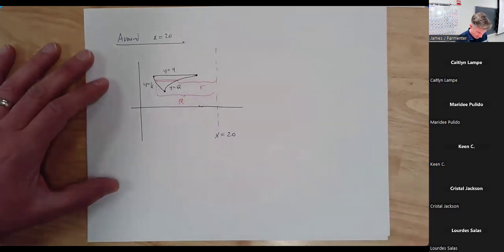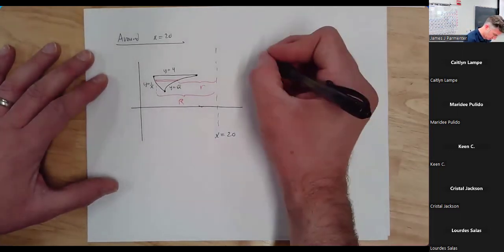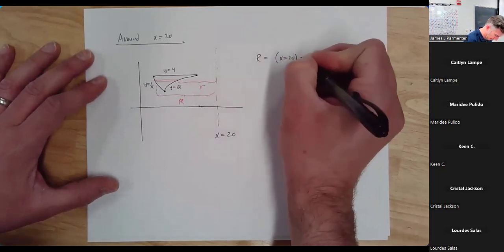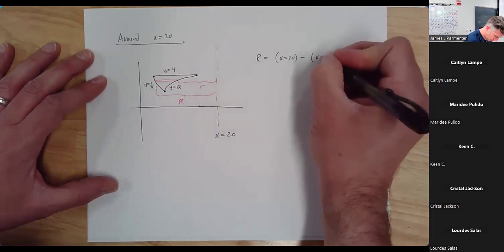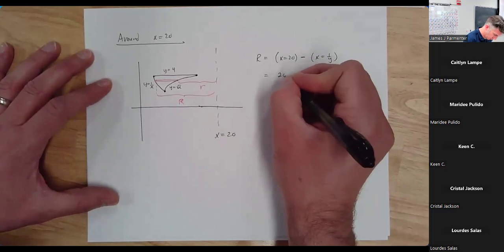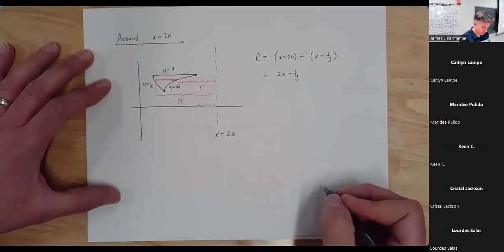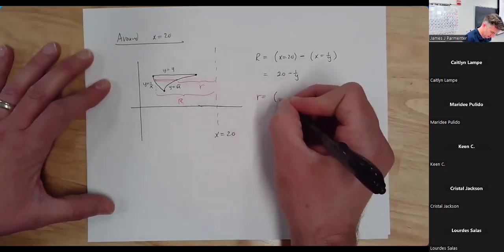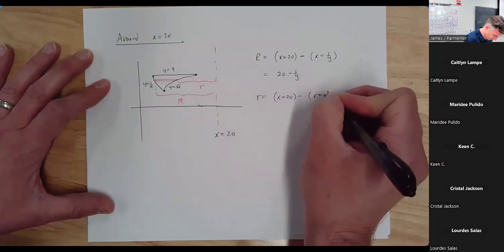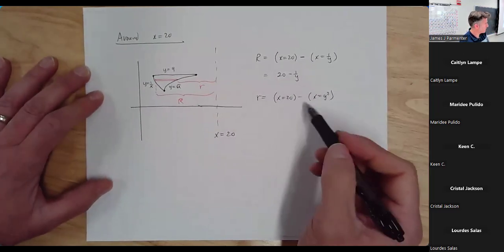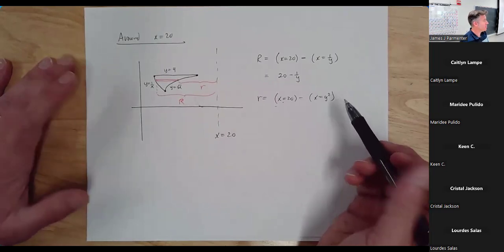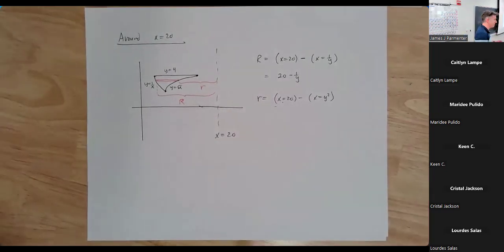So my outer radius is going to be x equals 20 minus x equals 1 over y. Or more succinctly written, 20 minus 1 over y. My inner radius is going to be x equals 20 minus x equals y squared. I do like writing it like this because I'm like, oh yeah, I'm subtracting an x equals thing minus an x equals thing, which end up being y things. And that's kind of weird.